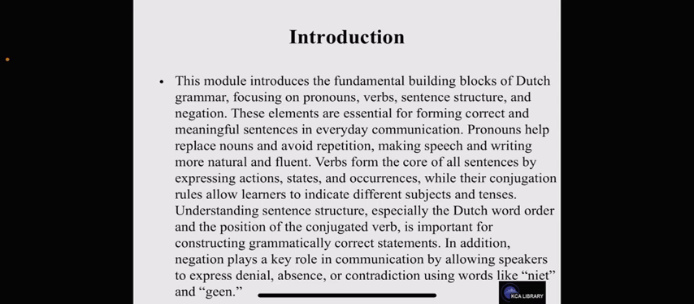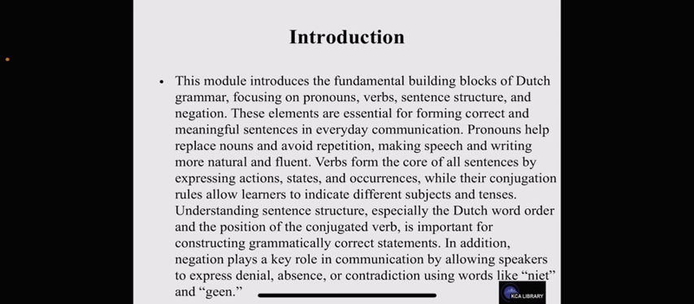Introduction. This module introduces the fundamental building blocks of Dutch grammar, focusing on pronouns, verbs, sentence structure, and negation. These elements are essential for forming correct and meaningful sentences in everyday communication. Pronouns help replace nouns and avoid repetition, making speech and writing more natural and fluent. Verbs form the core of all sentences by expressing actions, states, and occurrences, while their conjugation rules allow learners to indicate different subjects and tenses.